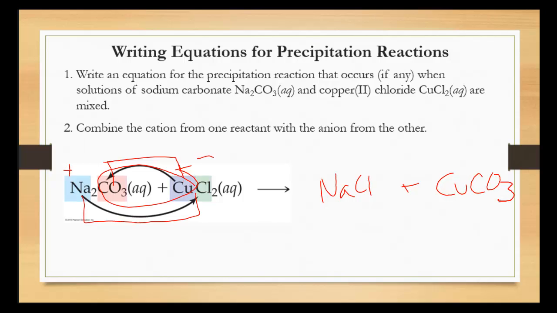Once you have the letters, make sure you double check it with your charges. Na, if you look on the periodic table, is a +1. Cl, if you look on the periodic table, is a -1. Crisscross it and you have 1 and 1. CO3 is a polyatomic ion with a -2 charge. Cu is a transition metal, so we have to figure out what that charge is. This 2 from the Cl originally came from this copper charge. So that means this copper over here is going to be a +2 charge. If you crisscross this down, the 2 and the 2 cancel out.